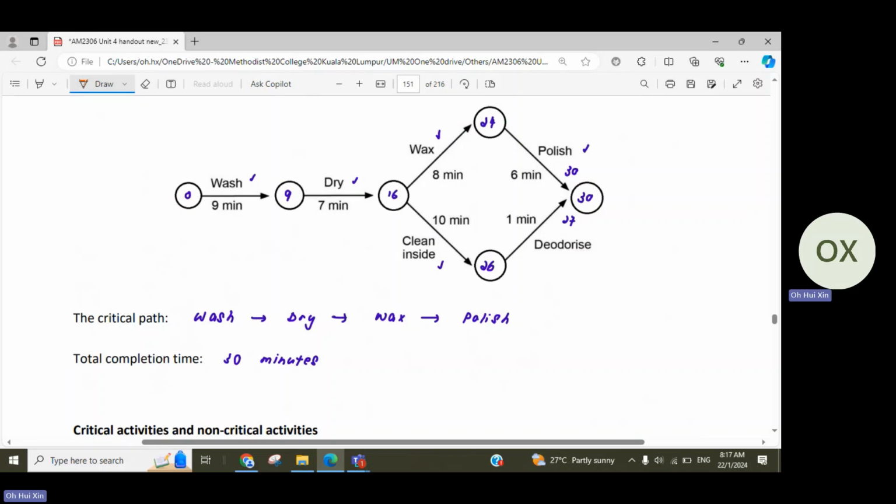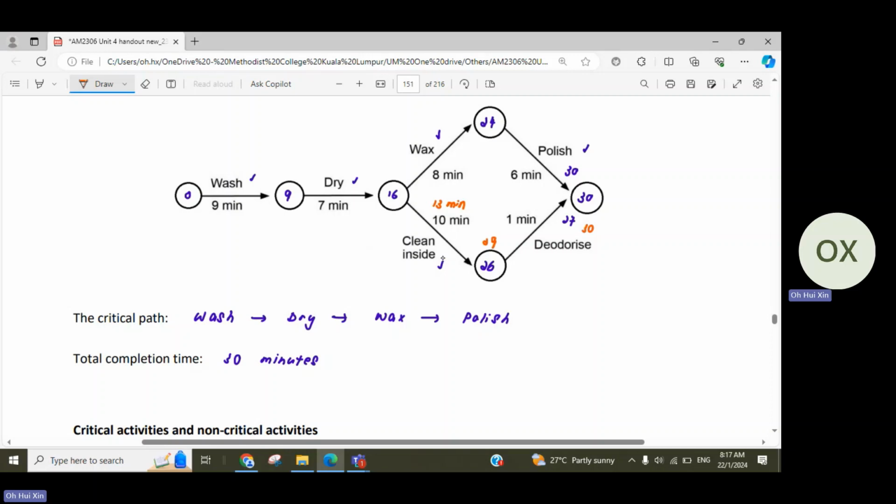Okay, so imagine what happened just now. We got an extra 3 minutes, right? So imagine now the extra 3 minutes happened in cleaning inside. So you can see that 16 plus 13, by the time I finish cleaning inside, is only 29. So if I only need 1 minute to deodorize, I will be able to finish my project within 30 minutes as well.